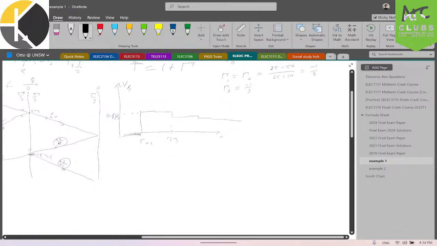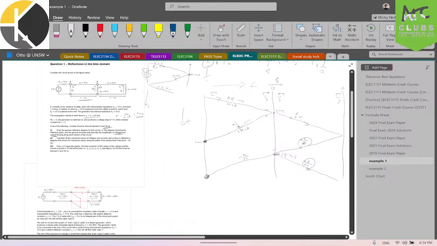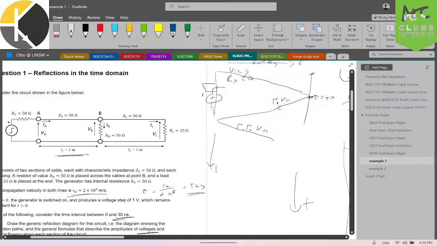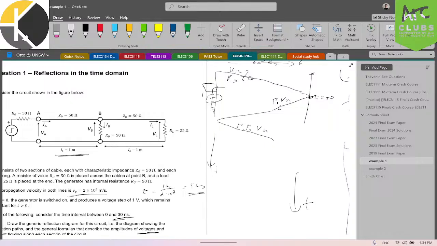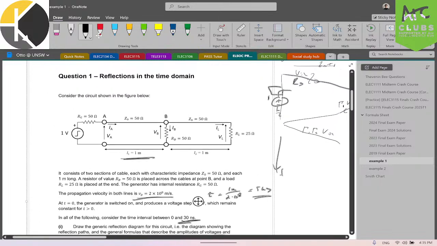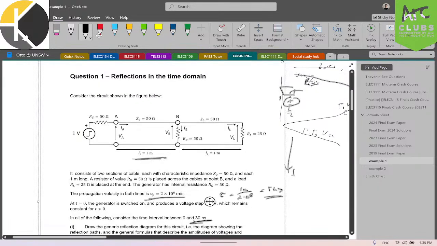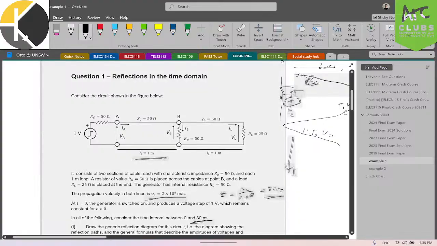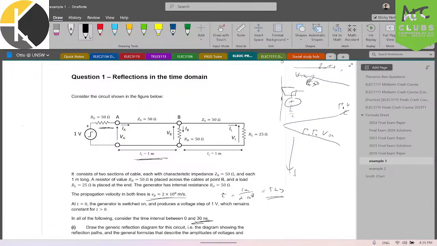And the simple way to find the steady state value is to look at this like at DC. All this happens very fast, within the first 30 to 15 nanoseconds. So all those reflections are going to settle to some steady state value. And in steady state, you can just pretend that transmission lines are just wires. So we just have 50 ohm here, 50 ohm here, and 25 ohm here.